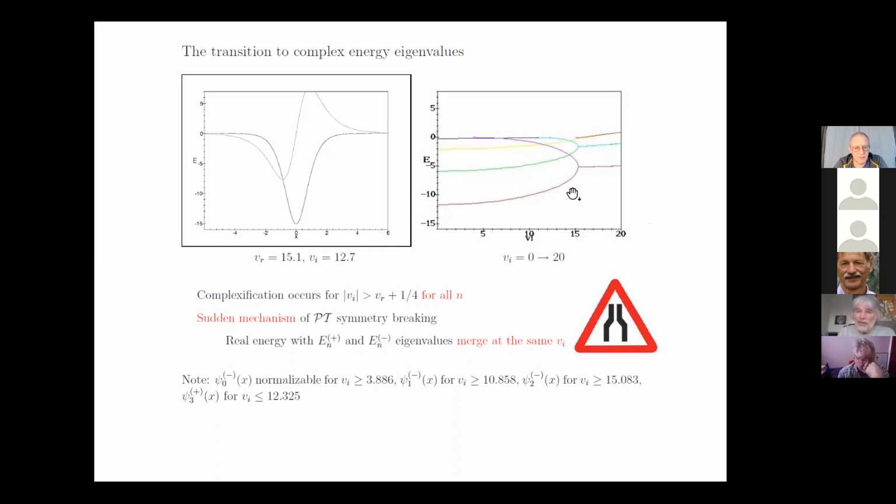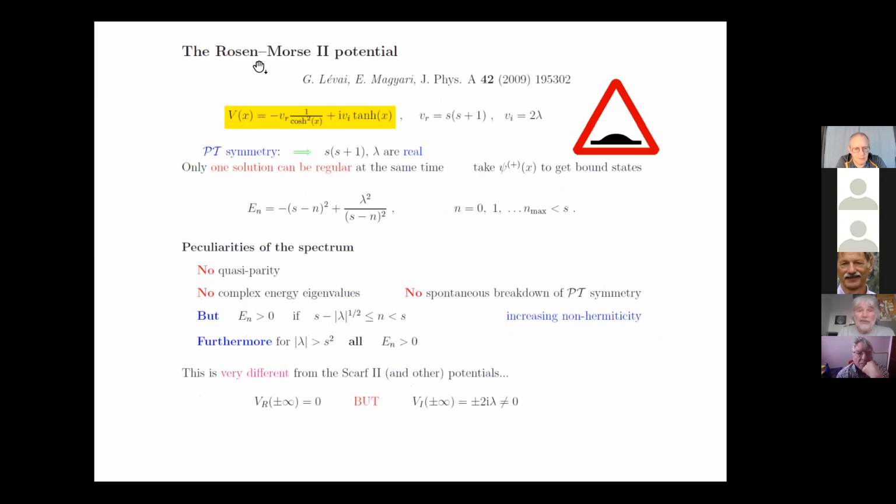So the complex energy eigenvalues appear at the same location in each case. So for each n, each principal quantum number, the complexification of the energy eigenvalues sets in at the same point. There are other examples where it is a continuous process, but in most exactly solvable cases, this is the situation. I call it the sudden mechanism of PT-symmetric breaking. Sudden because it is related to a point in the parameter space. So let's see now the other example, the Rosen-Morse potential. The real potential component is the same.